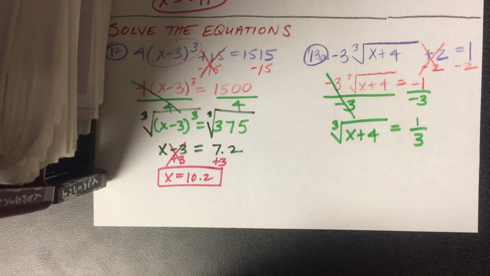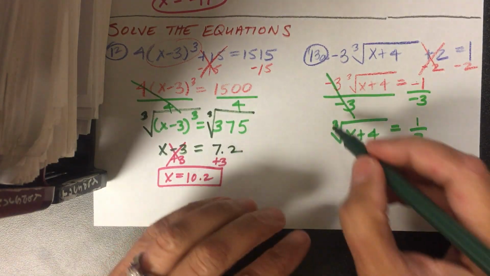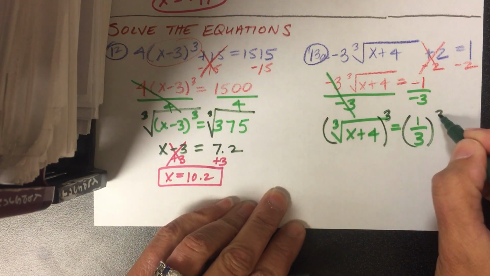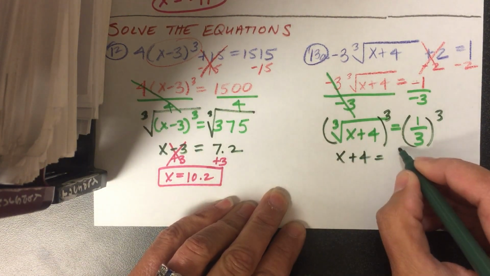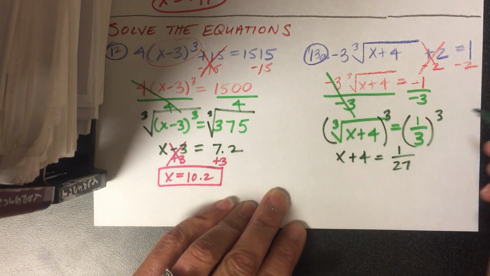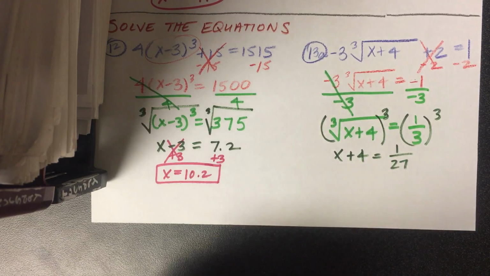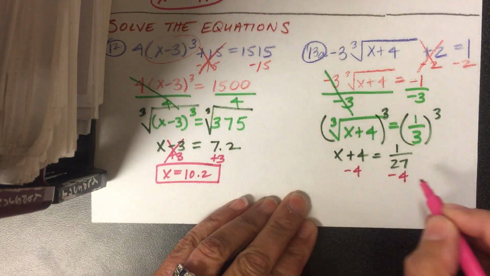So now we come to a point where we have to get rid of the radical sign somehow. Well, since it's the cube root, we're going to do the inverse operation and cube it. So I'm going to cube both sides. So that's going to give me x plus 4 on this side and 1 over 27 on this side, because 1/3 cubed is 1/3 times 1/3 times 1/3. And then for my last step, I'm going to subtract 4 from both sides.